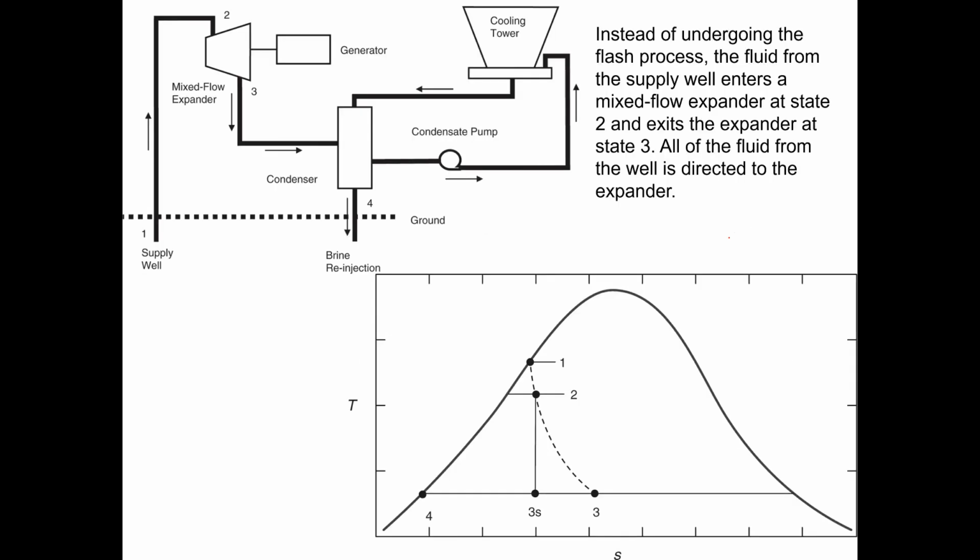Here's an example of that type of system. Instead of undergoing, again, the flash process, the fluid enters directly from the supply well to a mixed flow expander. And then it comes out of state 3, goes through a condenser process, and then that whole brine solution is rejected back to the ground.